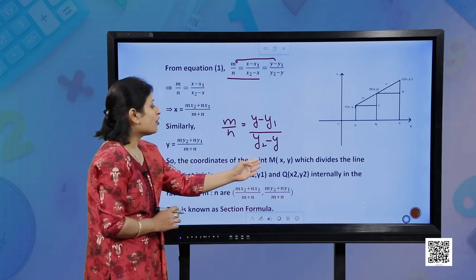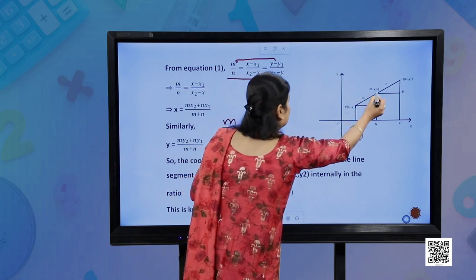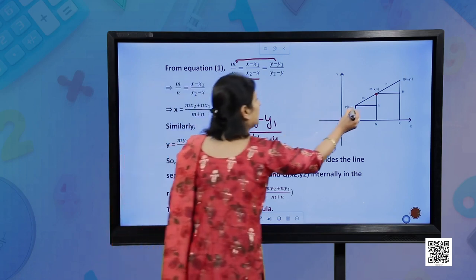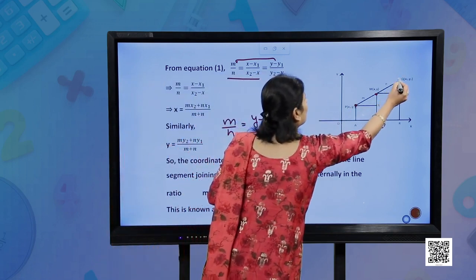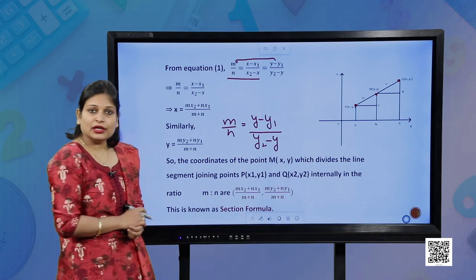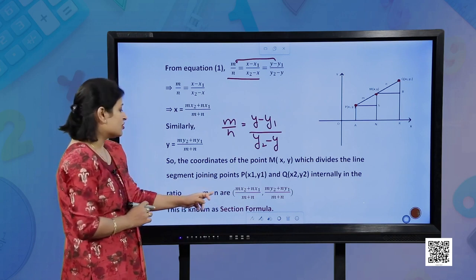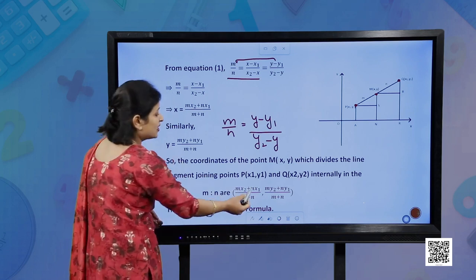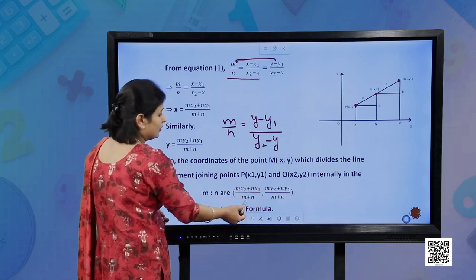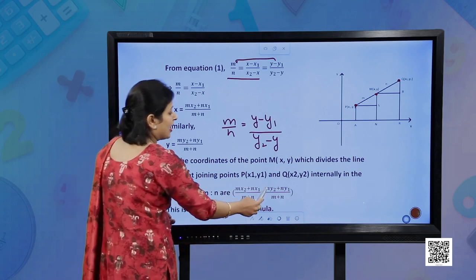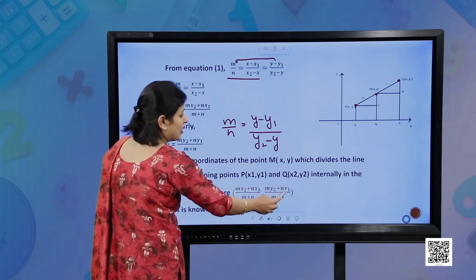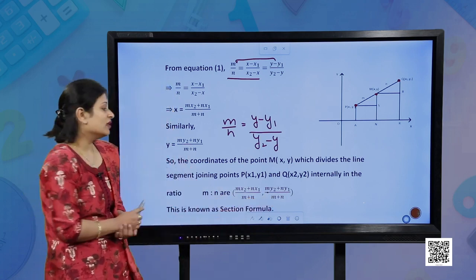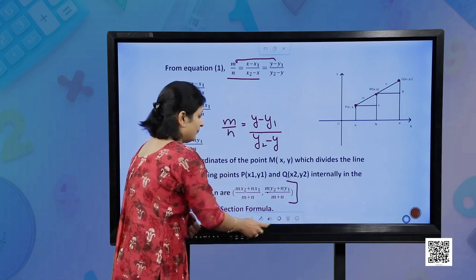So, the coordinates of point M, which divides the line segment joining points P(x1, y1) and Q(x2, y2) internally in the ratio m:n, are (mx2 + nx1)/(m + n) and (my2 + ny1)/(m + n). So, this is known as the section formula.